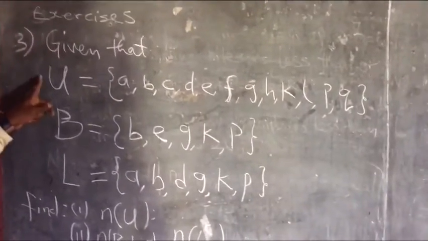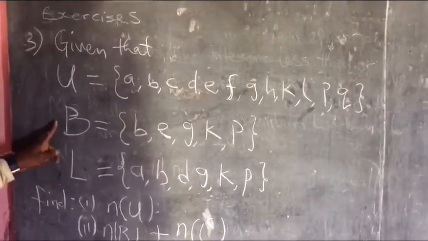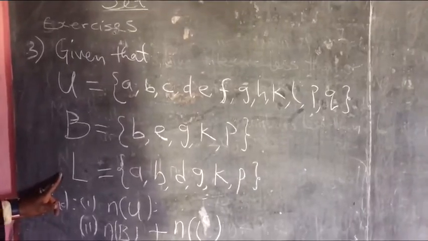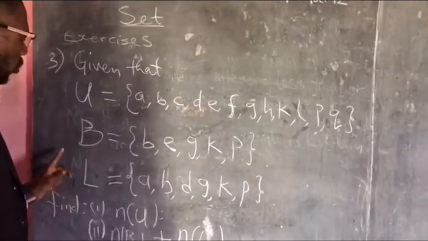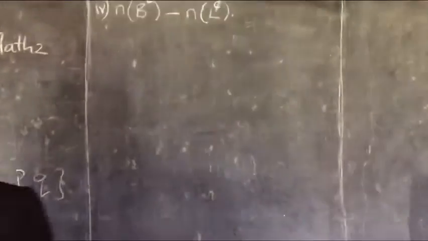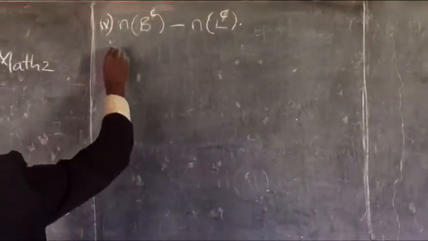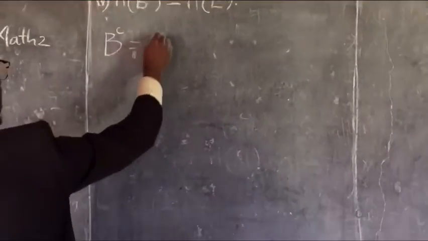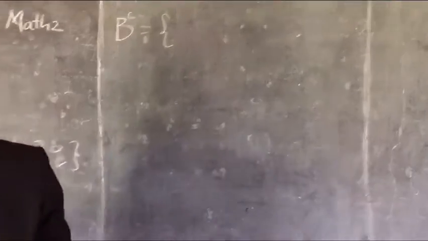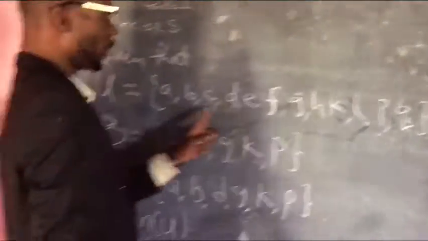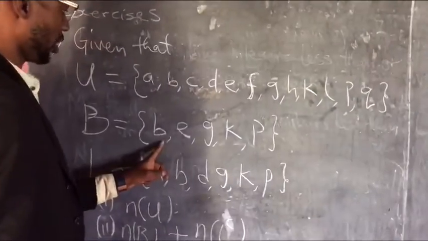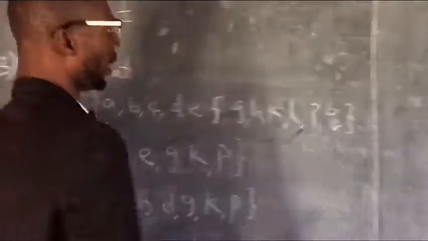So now we get U, B, L. The way to answer this question is to find B complement. B complement is all the elements in the universal set that are not in B. So A is not here, so we write A.